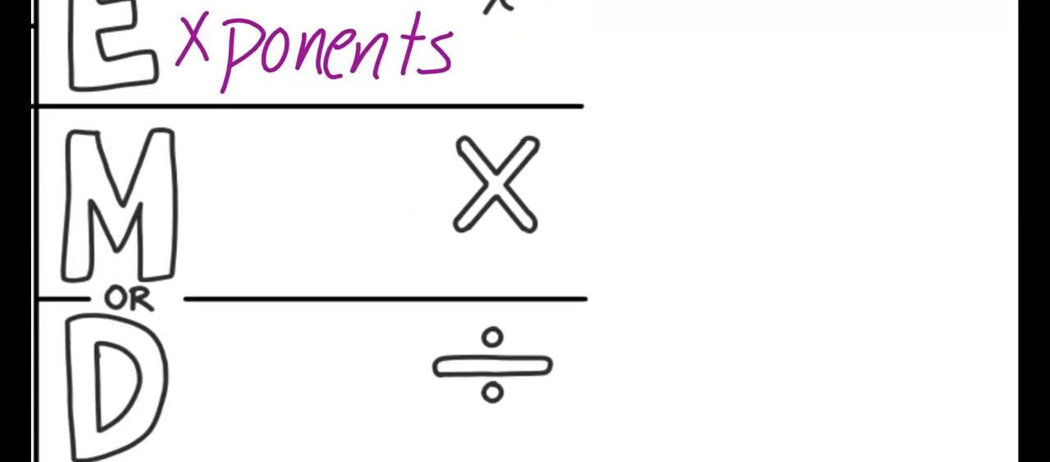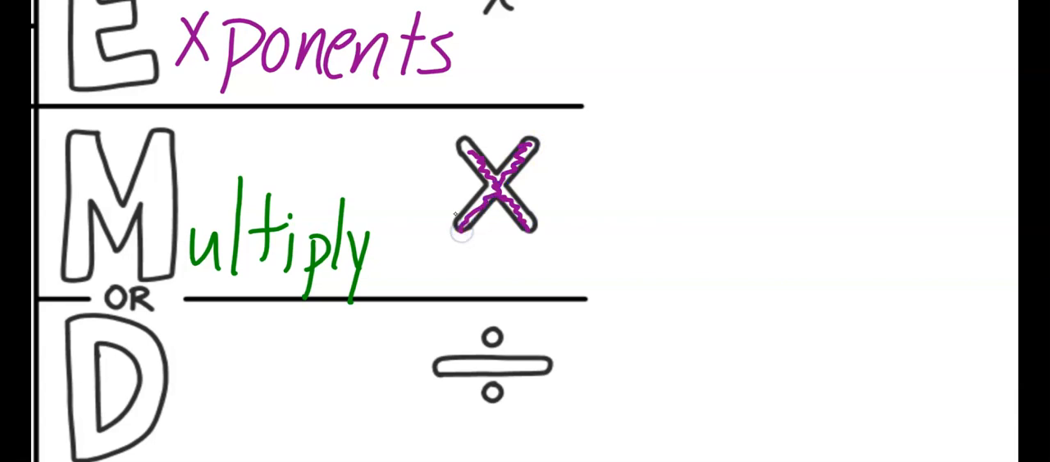Next, we have multiply. So we're going to just say multiply. And multiplication can be represented. We have our multiplication sign like this. You may also see it with a dot, right? You have a dot for multiplication. You may also have two numbers together with parentheses, like 4 times 3. That also means multiply.